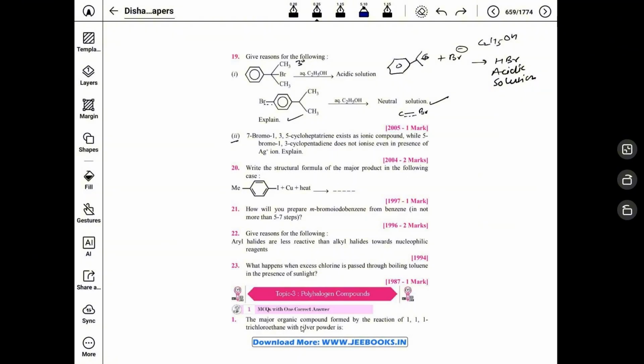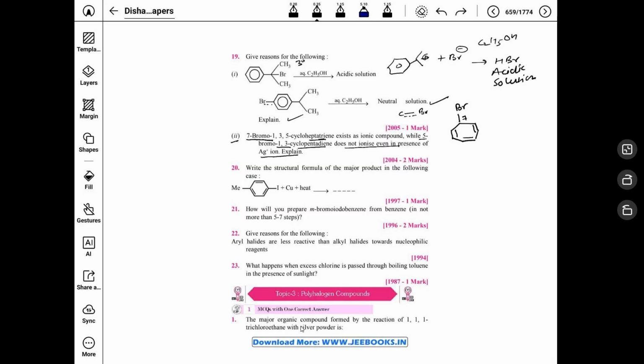7-bromo-1,3,5-cycloheptatriene exists as an ionic compound, while 5-bromo-1,3-cyclopentadiene does not ionize even in the presence of silver ions. Explain. For this we should know the structure of the mentioned compounds. So this is the structure of 7-bromo. This is the heptatriene, so 1, 2, 3, three double bonds are there, triene. This is the bromo, at the 7th position.